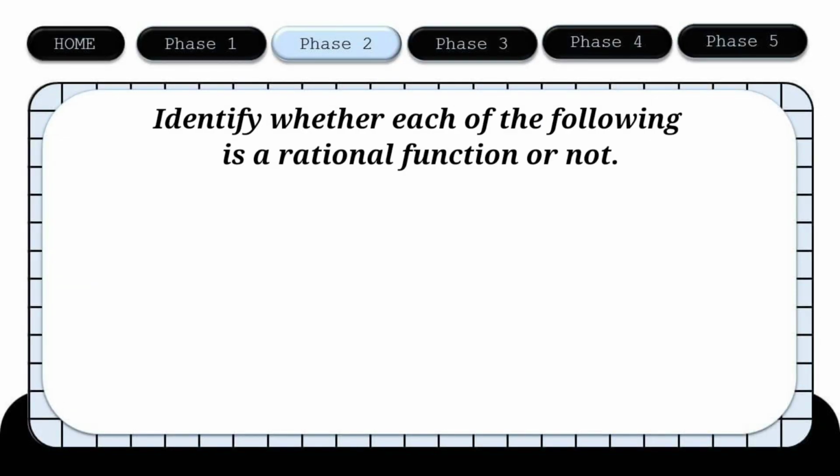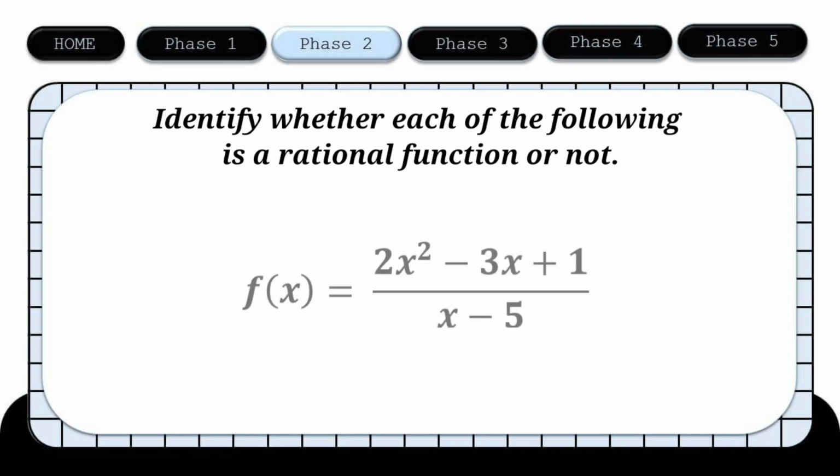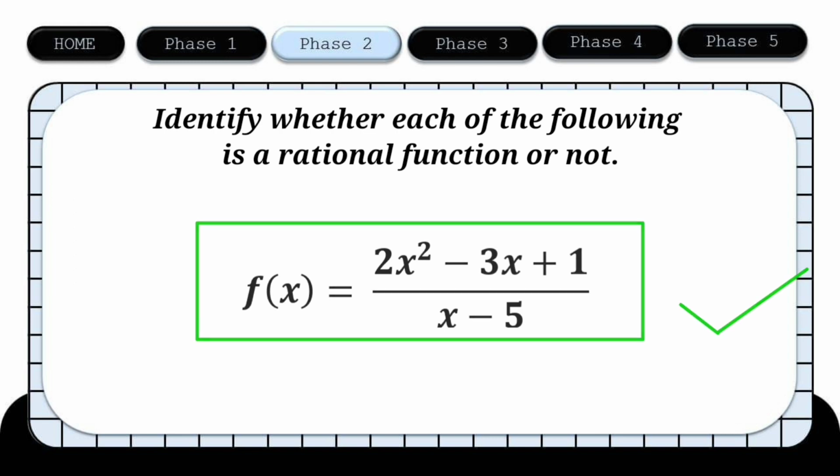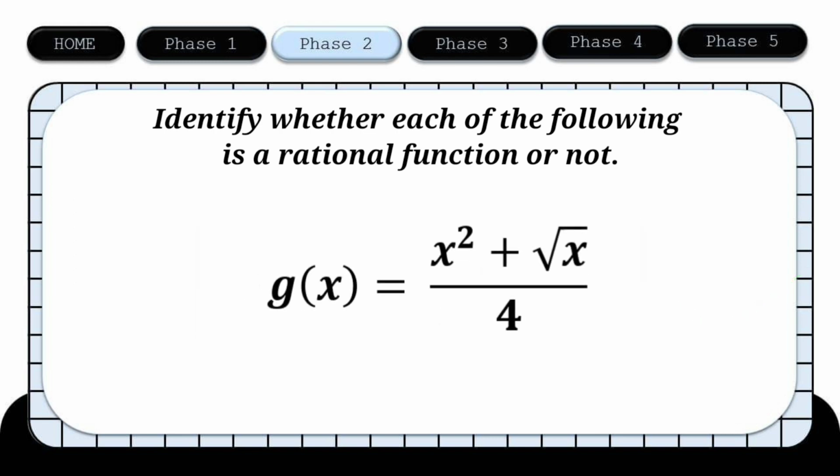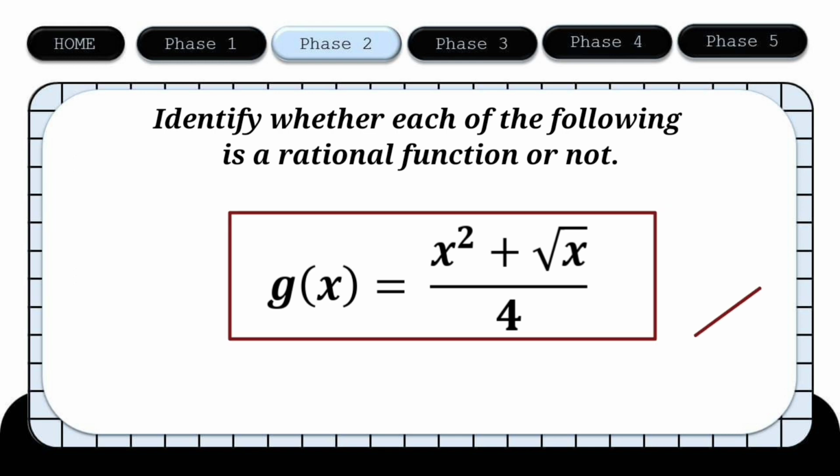Identify whether each of the following is a rational function or not. Number 1. f of x is equal to 2x squared minus 3x plus 1 all over x minus 5. This is a rational function. Number 2. g of x is equal to x squared plus square root of x all over 4. This is not a rational function.